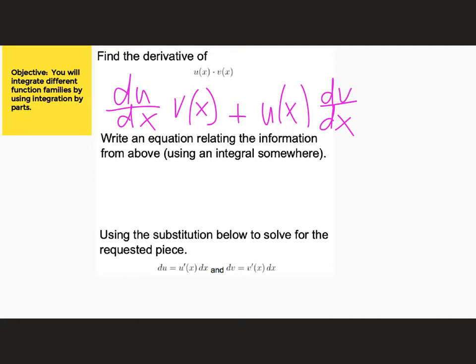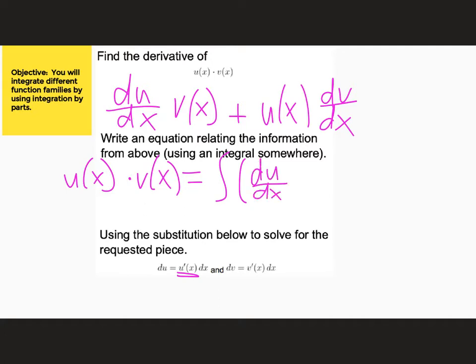Okay, so if I have u of x times v of x, I see that I have a u prime there. So I'm going to bring that in at some point. So I'm going to have an integral, because if I integrate what I just did, du dx v, I'm not going to write v of x, I'm just going to write v, and then u dv dx. If I integrate that, then I get where I started from.